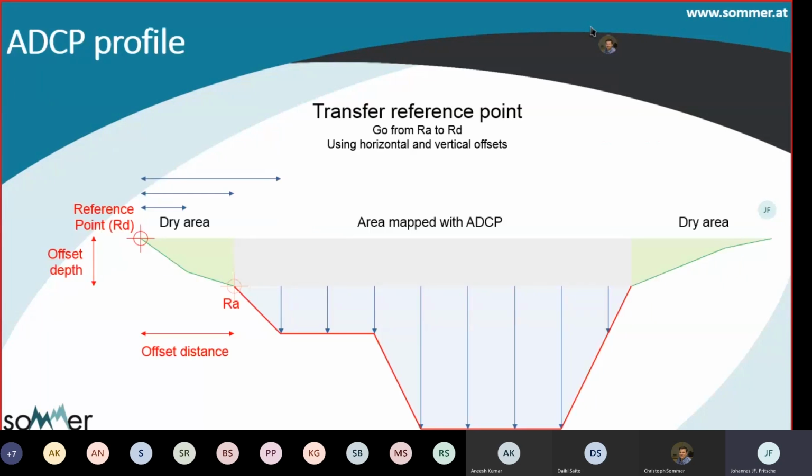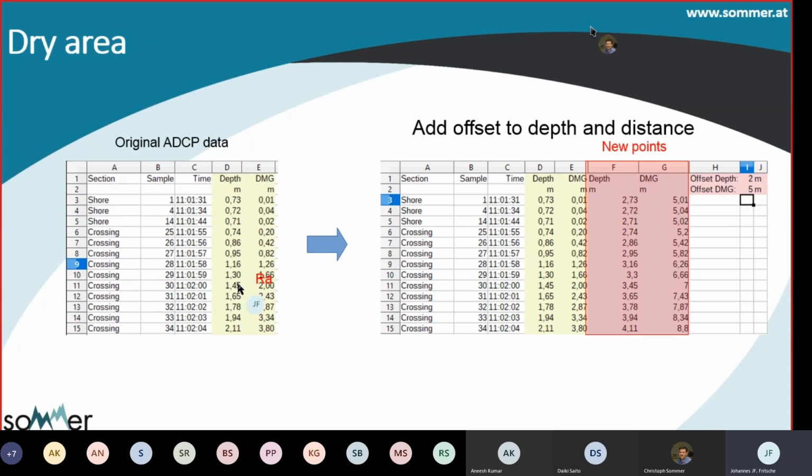So again, if you go back to our profile, the vertical offset we have specified in this example is 2 meters, and the horizontal offset would be 5 meters. And we're going to just add this information to the original data. So for the original 0.73 meters, we add 2 meters and get 2.73 meters. And for the horizontal distance of 0.01 meters, we add 5 meters and get 5.01 meters. And we do this for all the points of our ADCP measurement.